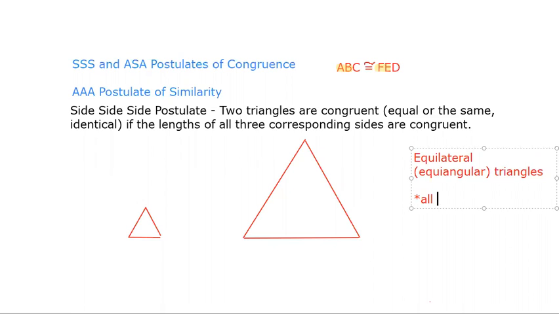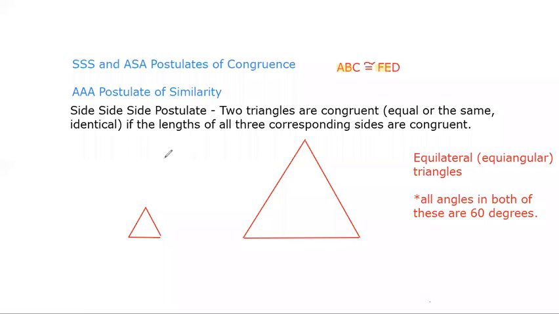So all angles in both of these are 60 degrees because they're equilateral, equiangular. Every single one of these angles is exactly 60 degrees. So they're all equal in both triangles. That's your angle, angle, angle in action. But are these triangles congruent? Are these triangles equal?